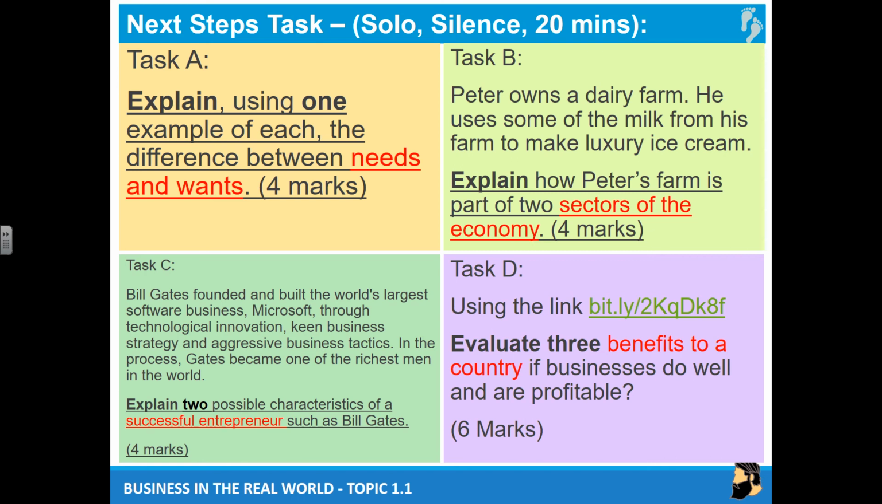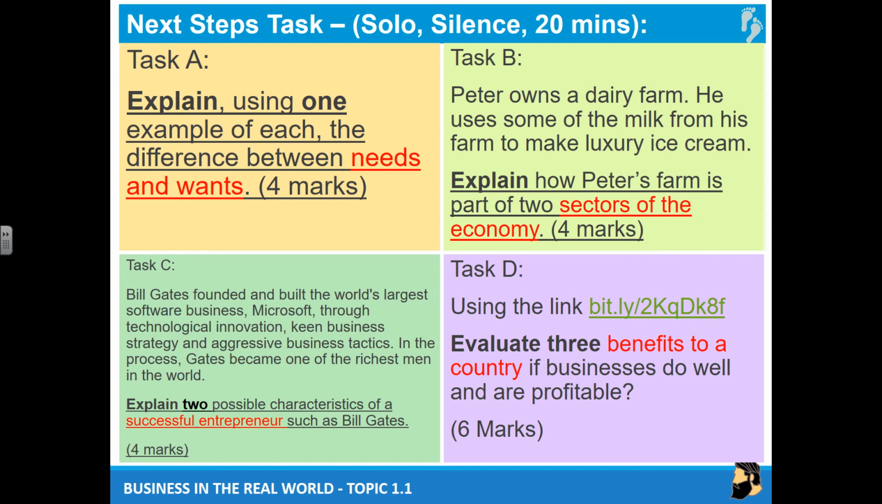bit, this is all lowercase, bit.ly /2 capital K lowercase q capital D lowercase k number 8 and then lowercase f. Okay, so bit.ly /2kqDk8f, and the K and the D are capitals, the rest are lowercase. This should take you to a website, and it's got an article.